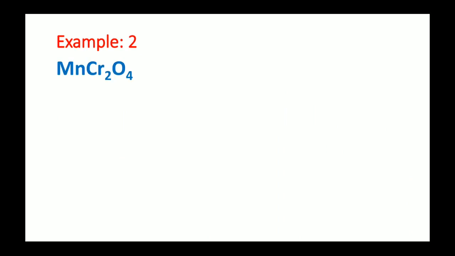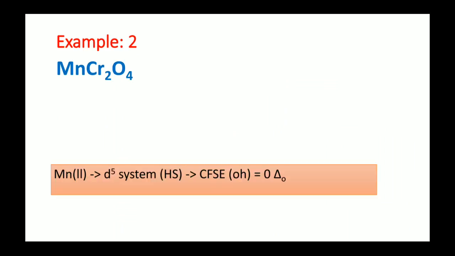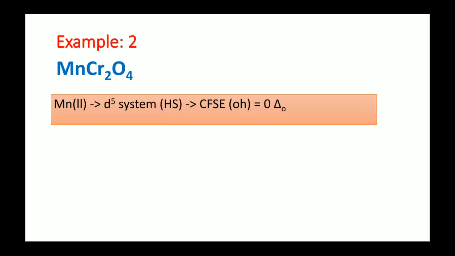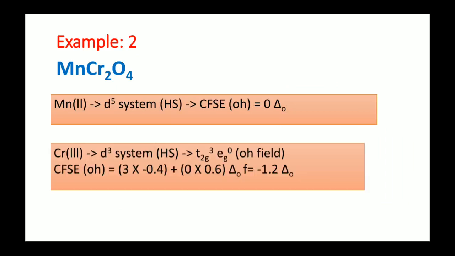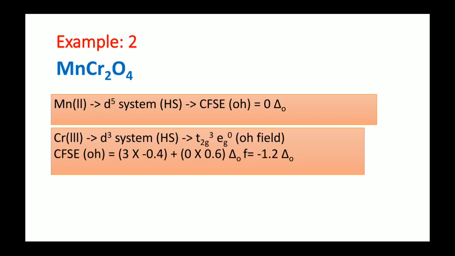So in this case the manganese is 2+ and chromium is 3+. The manganese 2+ is a d5 system and the CFSE is 0. Chromium 3+ is a d3 system, that means t2g3 eg0, and the CFSE is -1.2 Δo, and that is the highest CFSE among all the d^n configurations.